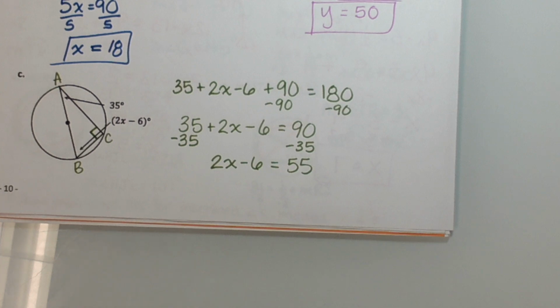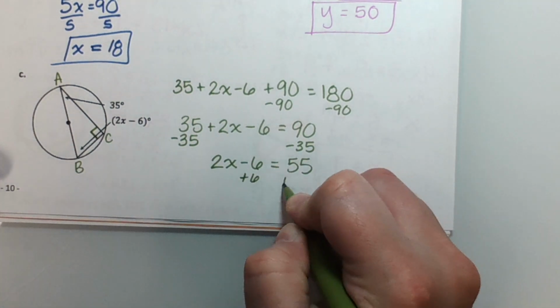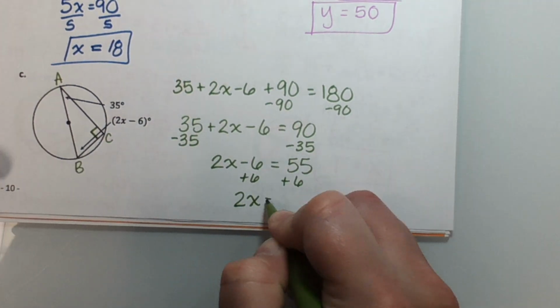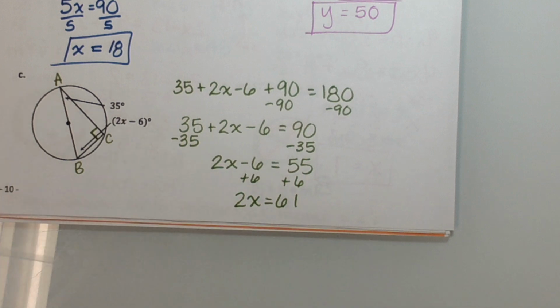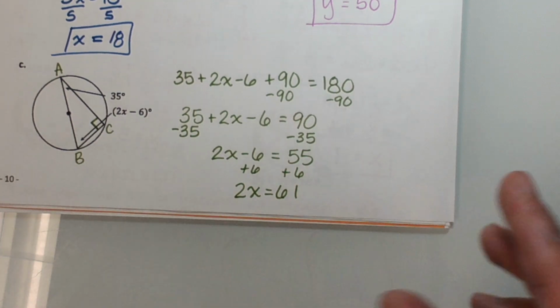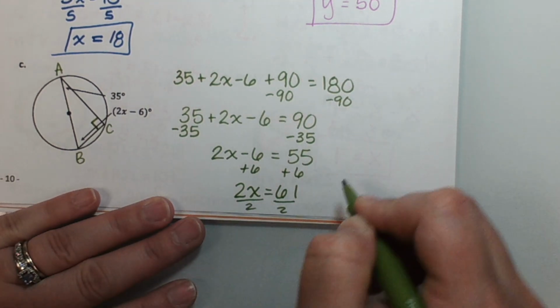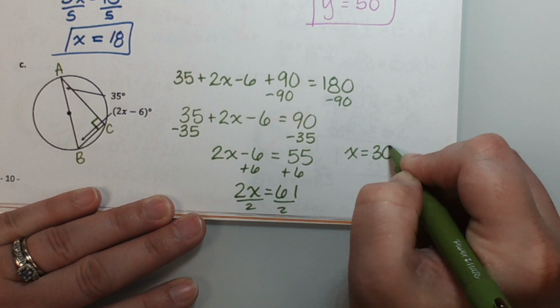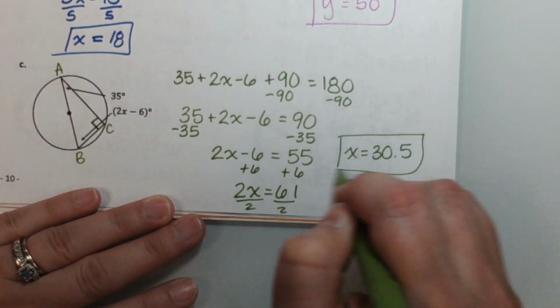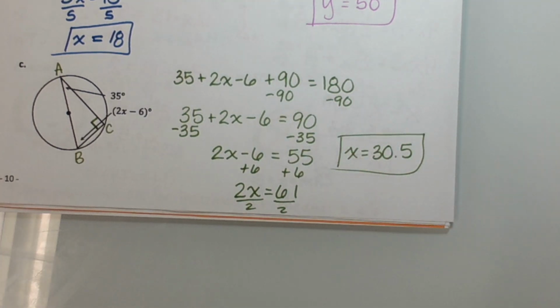Aiden, now what? Plus 6. Sure. That's exactly what I would do. 2x is equal to 61. We're all good. Miss Benson, how do I finish? Divide by 2. That's exactly what I would do as well. Me too. I get 30.5. Was there a faster way to solve this? Oh yeah, you could've combined the numbers. Combine some like terms and then subtract. But hey, this works. Okay, so that's triangles.